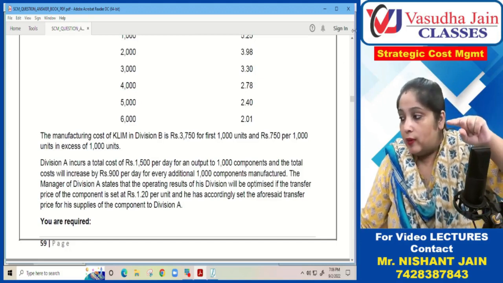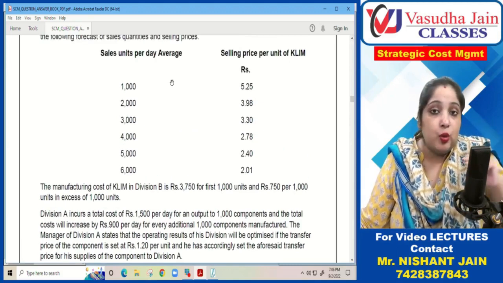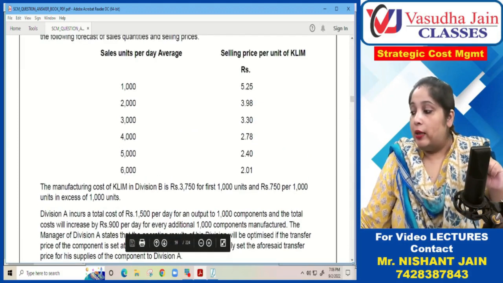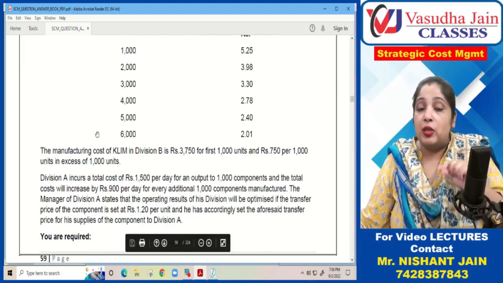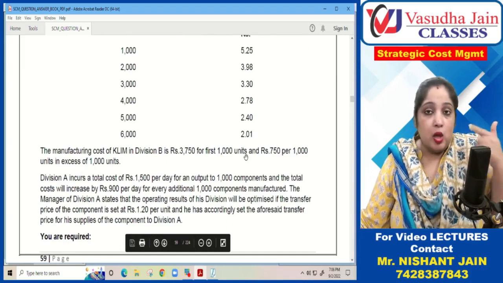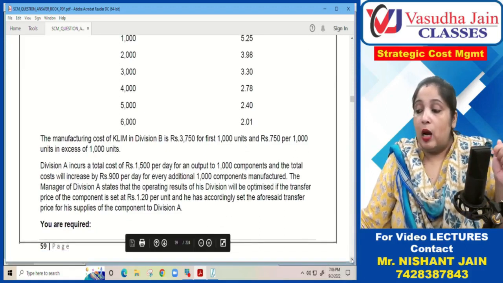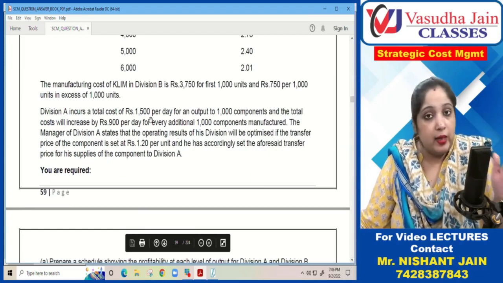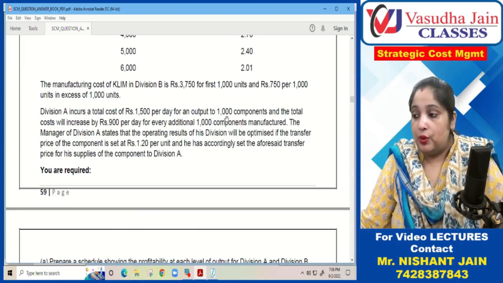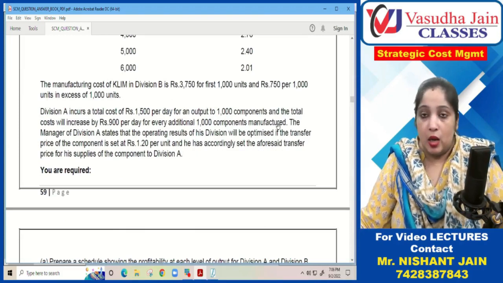In the beginning of the page, they told you the KLIM finished goods selling price. Then they told you the cost to manufacture KLIM finished goods in division B, and the cost will increase by 750 for every additional 1000 units. Then they are now telling you the division A component which is manufactured, what is the cost? 1500 for the first 1000 units, then it will increase by 900 for every additional 1000 components.